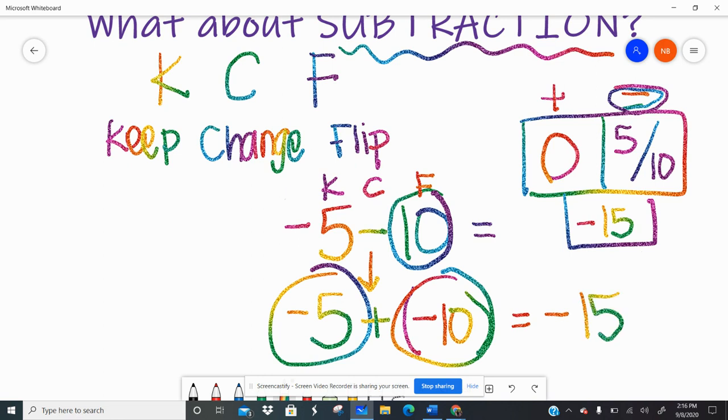All right, guys, we're going to keep practicing. Remember the rules of adding and subtracting. We only KCF for that subtraction.